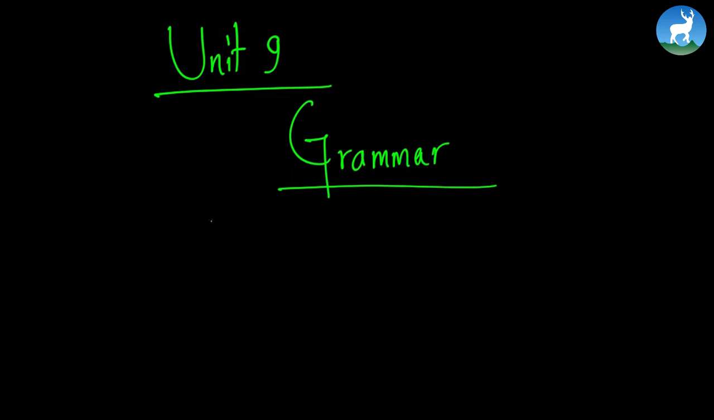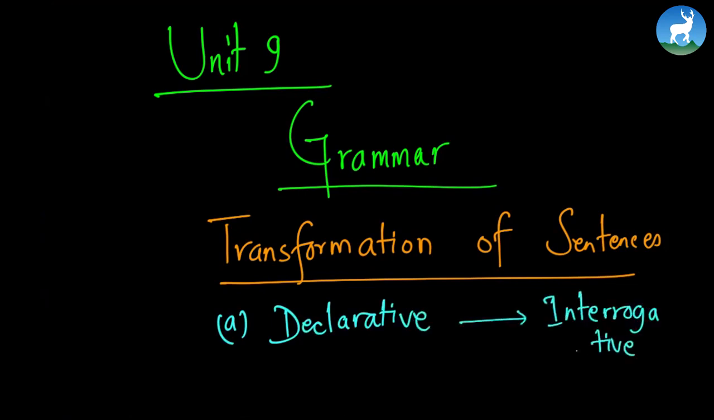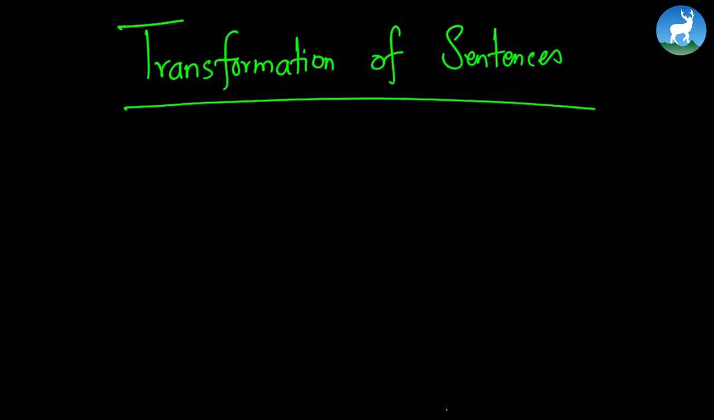In this section we shall be learning about the grammar portion of Unit 9 that contains transformation of English sentences. So in transformation of sentences, we shall be transforming the declarative, basically affirmative sentences into interrogative sentences, followed by the transformation of positive declarative sentences into the negative sentences. So we shall be dealing with these two things basically. Transformation of a declarative sentence, positive or negative, into an interrogative sentence, followed by the transformation of a positive declarative or imperative sentence into the negative sentence. Alright, so let's begin.